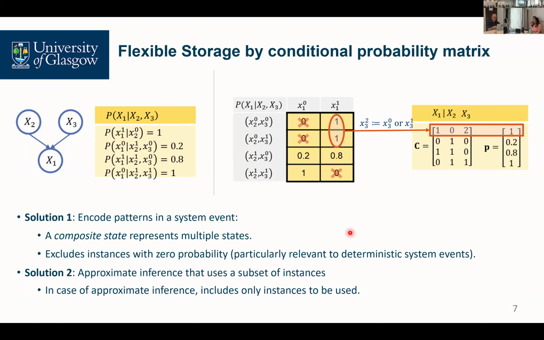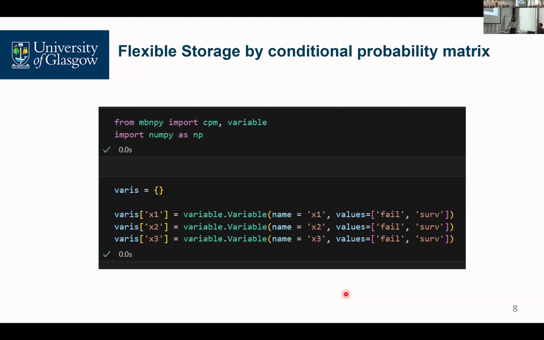Also, when we are dealing with approximate inference, we include only the subset of events that we are going to use for the inference. So this matrix format can be retained, and the same algorithm can apply when we are doing approximate inference, such as deterministic bounding or sampling. So this is the basic idea, and we developed this package called MBNpy.